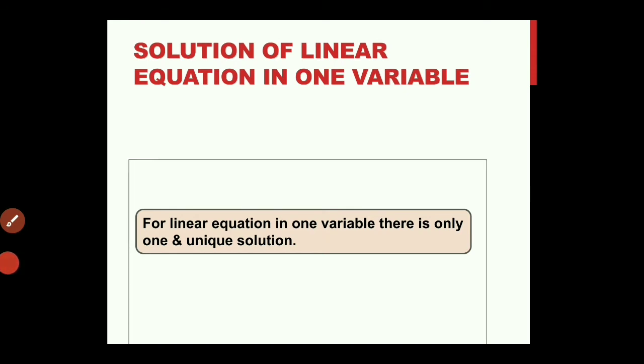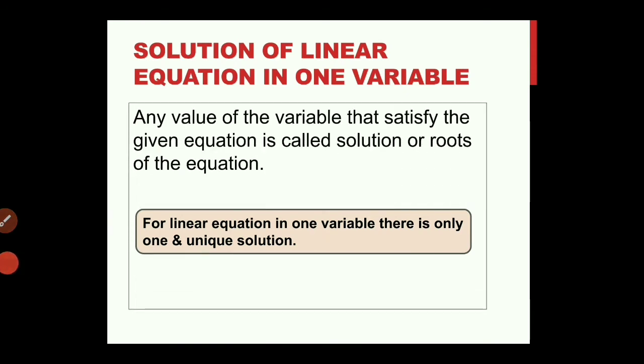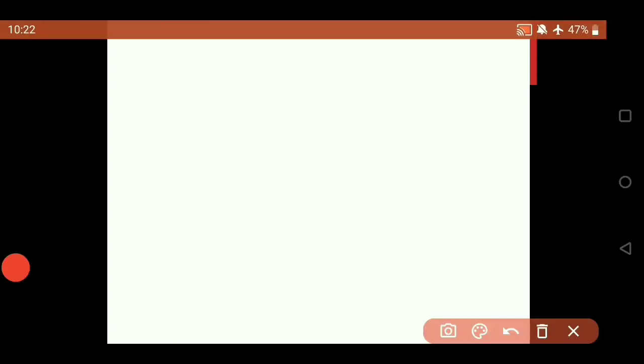Now, solution of linear equation in one variable. Any value of the variable that satisfies the given equation is called a solution or root of the equation. Also, a linear equation in one variable has only one solution, and that is unique. Let's try to understand this through an example.